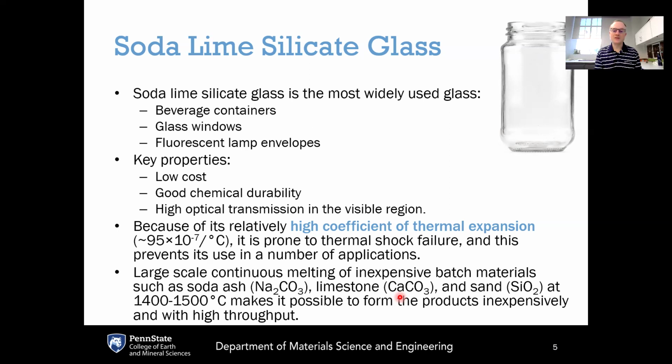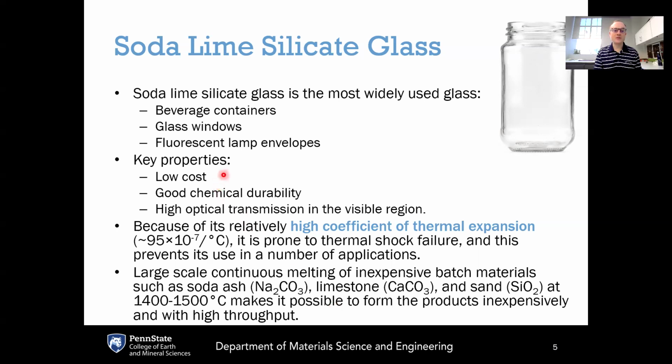So as a result, instead of going to 2000 degrees Celsius, as you do with vitreous silica, soda-lime silicate can be melted at much lower temperatures, on the order of 1400 to 1500 degrees C. And what this means is that it's much more convenient and lower cost to melt soda-lime silicate glass compared to vitreous silica. And as a result, this is why soda-lime silicate is so ubiquitous in our everyday lives.